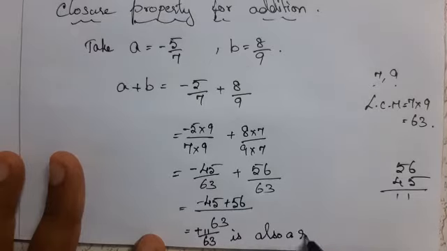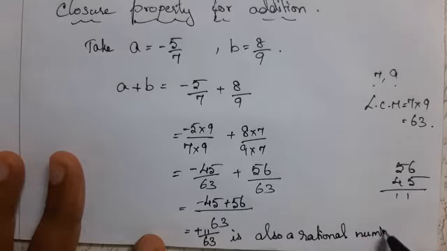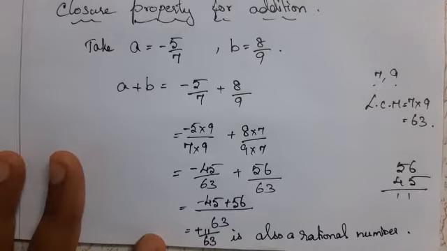Therefore, here a is a rational number, b is a rational number, and a plus b is also a rational number. Therefore, closure property for addition is verified.